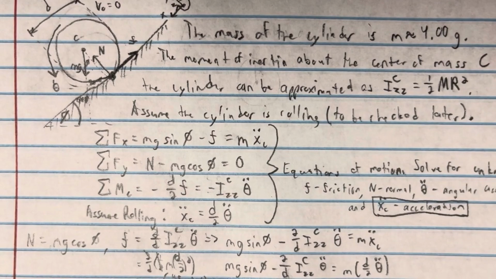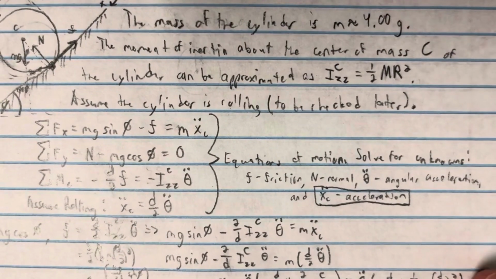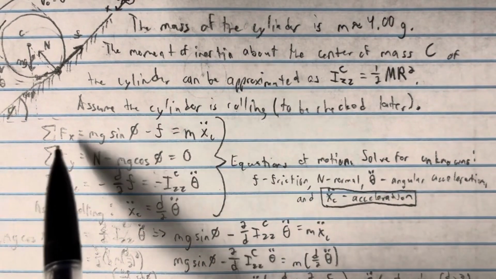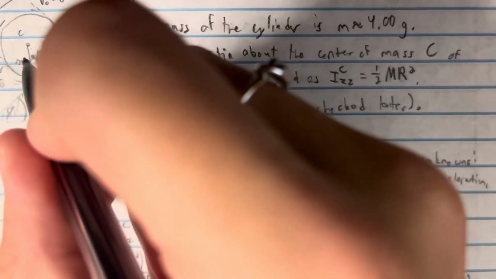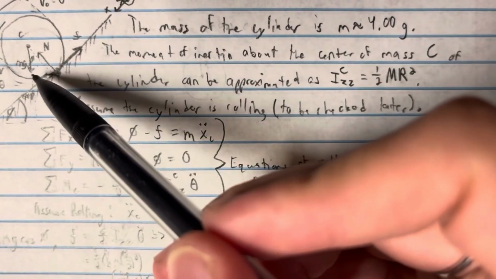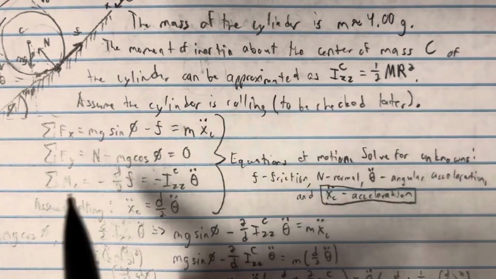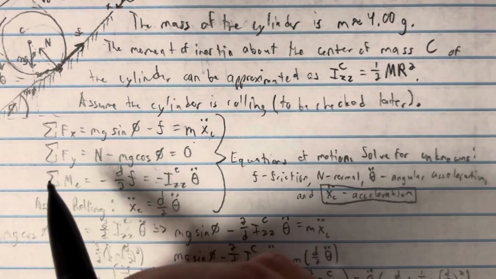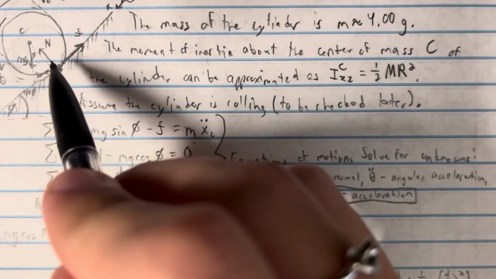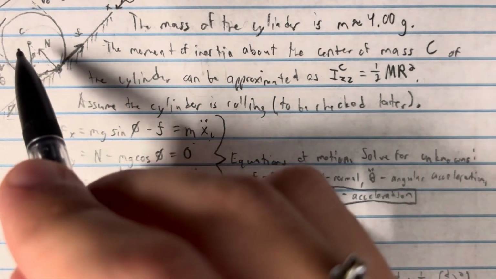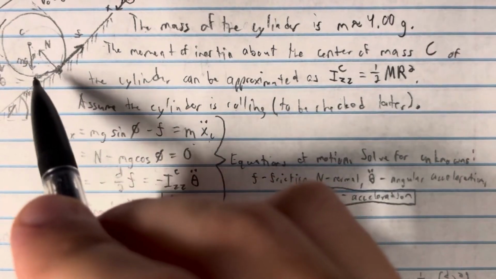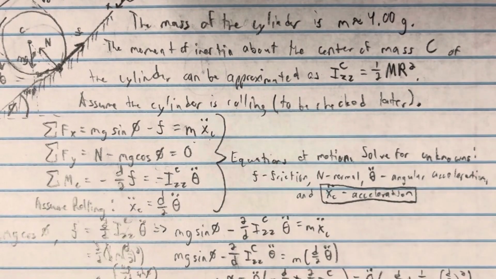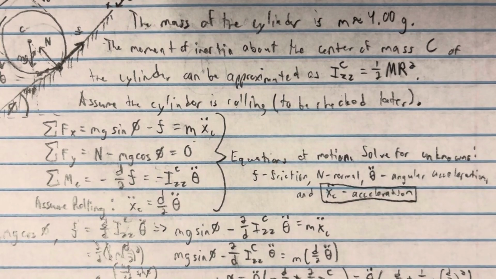But first of all, we need to set up our equations of motion. So first, the force in the x. We have an mg, a component of the mass times the gravity in the x direction, minus the friction. And that's equal to just mass times acceleration, Newton's second law. Now in the y direction, we have that the normal force minus the other component of the gravity force should equal 0 because the cylinder is remaining on the ramp. It is not bouncing up and down.